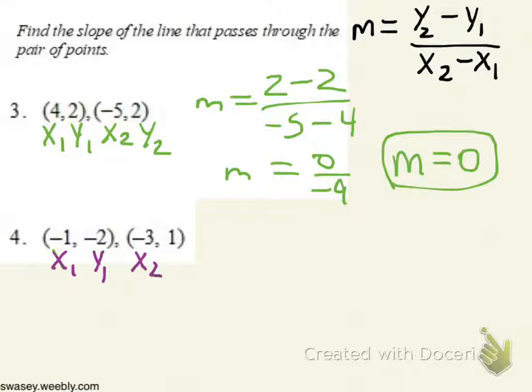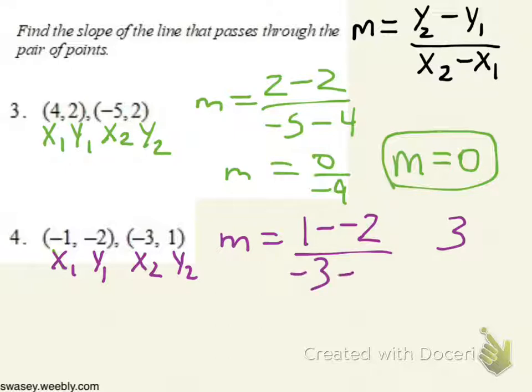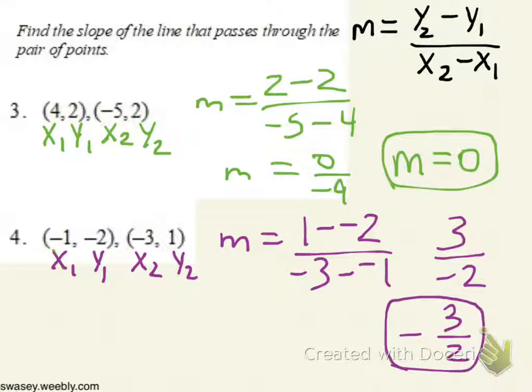Same idea on 4. Label your points, plug them into the slope formula. 1 minus a negative 2 on top, that'll become 3, and then negative 3 minus a negative 1, negative 3 plus 1 is negative 2. So we get 3 over negative 2. You just have one negative sign, so the fraction is negative. So our slope here is negative 3/2.